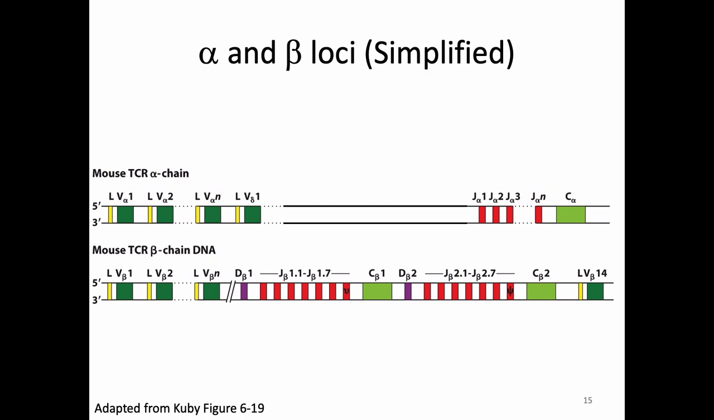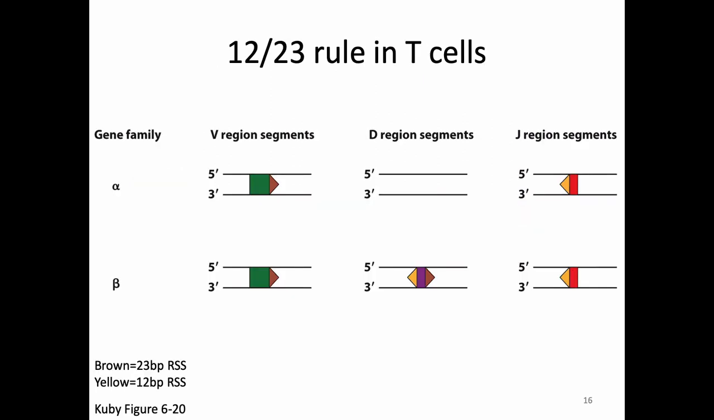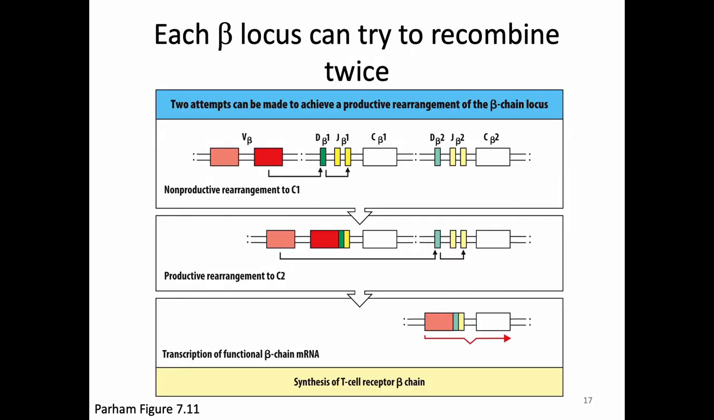With the beta section, one thing that's really strange about beta is that there are actually two places where we have the constant region for beta, and two sort of Vs and Js regions, and then just the one D. So you can see there's a couple different regions of some of these. And in fact, each beta can actually try to recombine twice. So beta has two tries with the Ds and Js that are next to each constant region.